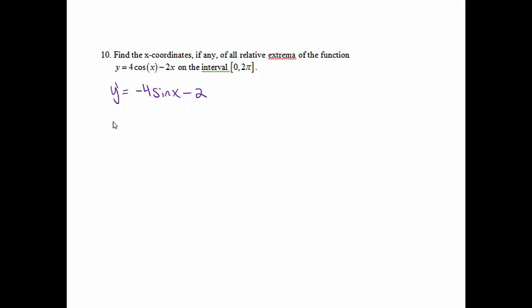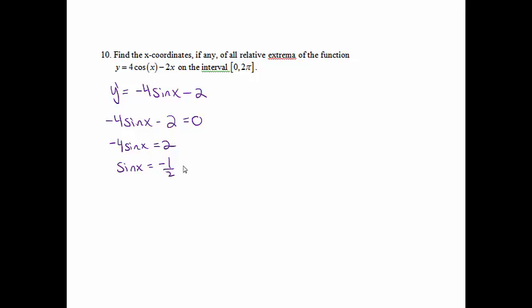So once I found the derivative, we want to find the critical number by setting the derivative equal to 0. So negative 4 sine x minus 2 equals 0. I'm going to add 2 to both sides, so negative 4 sine x will equal 2. Dividing both sides by negative 4, we'll get sine x equals negative 1/2.